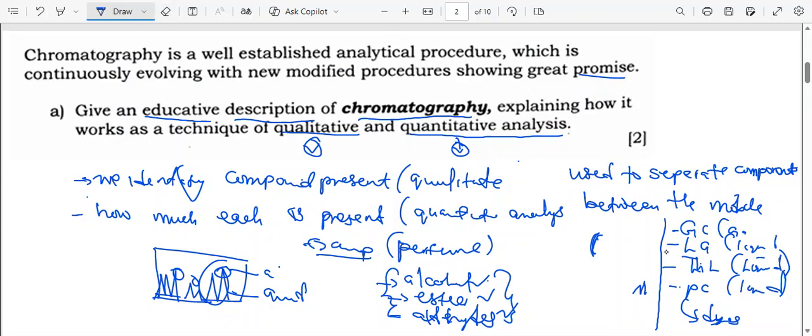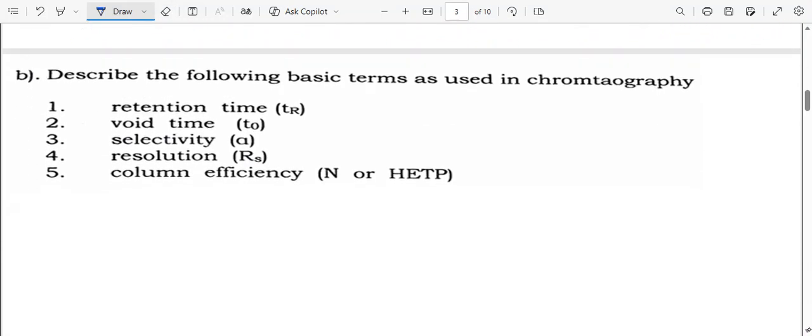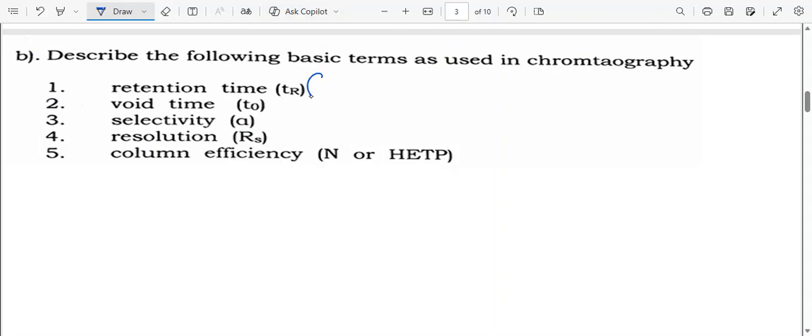So let's see the other terms that we have. Okay, the first term that we have is what we call retention time. What is retention time? This is the time taken for a compound to travel from the column to the detector, or the time taken from the time of injection to the time of appearing on the detector.